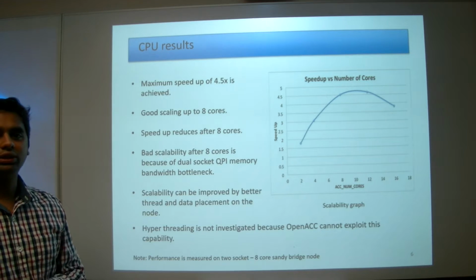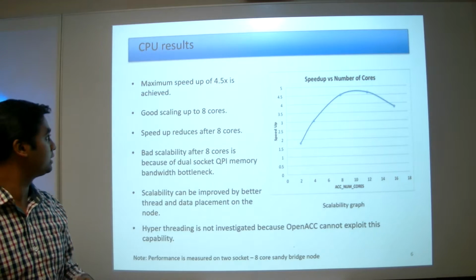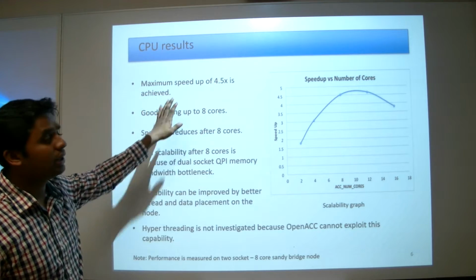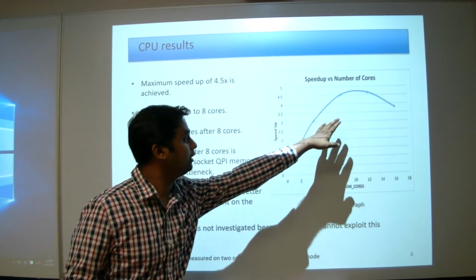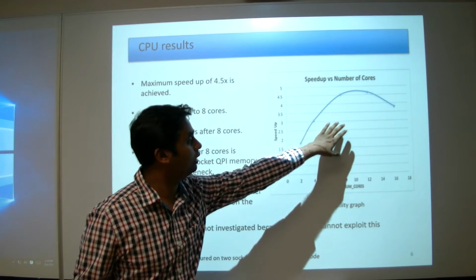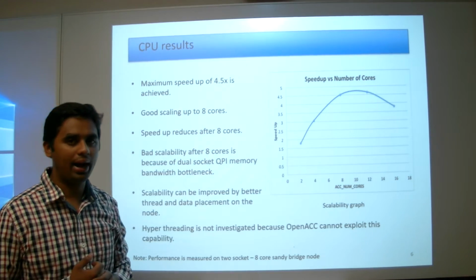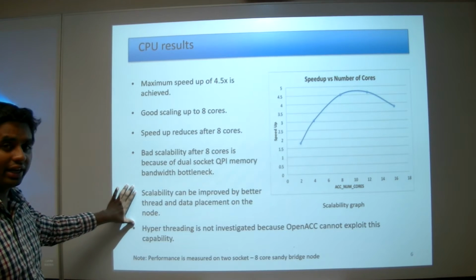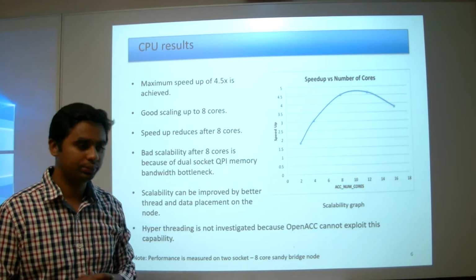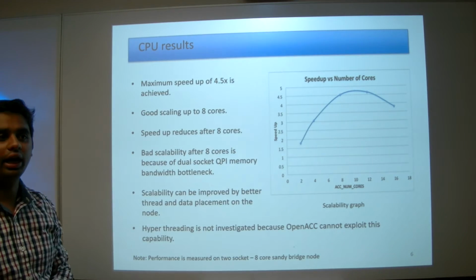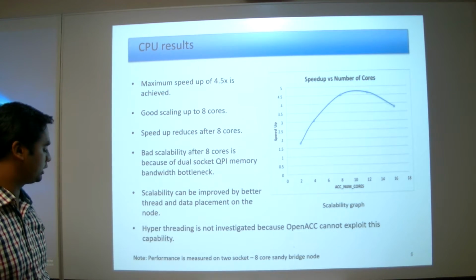We measured all our performance on a Yellowstone Caldera node, which is a 2 socket 8 core Sandy Bridge node along with a K20X. We achieved a maximum speedup of 4.x and the code scales very well up to 8 cores, and thereafter the scalability is low. This is mainly because of the bottleneck introduced by the QPI memory bandwidth. We can increase this scalability by better placing the threads and data on the node. We haven't investigated the idea of threading because OpenACC cannot currently exploit this capability.